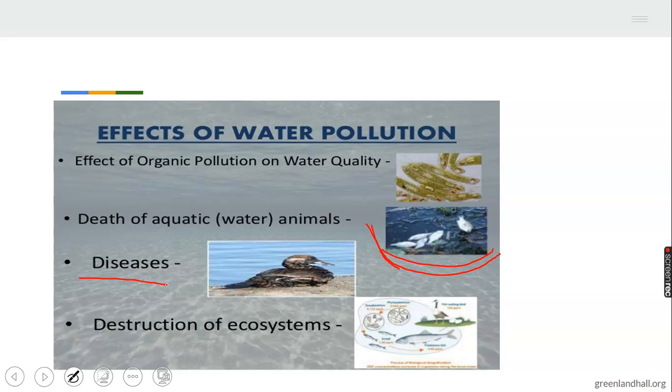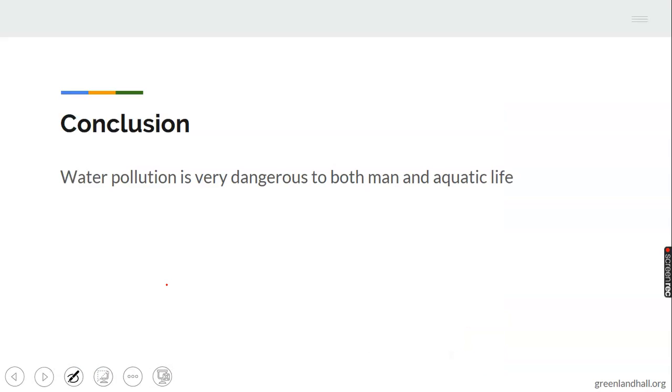Now, destruction of the ecosystem. That's another effect of water pollution. The ecosystem is being destroyed, and then there's nothing to do about it. Okay, now in conclusion, water pollution is very dangerous to both man and aquatic life.